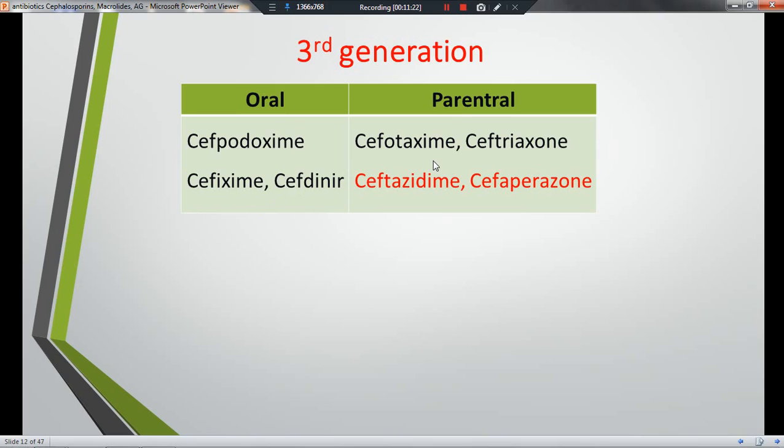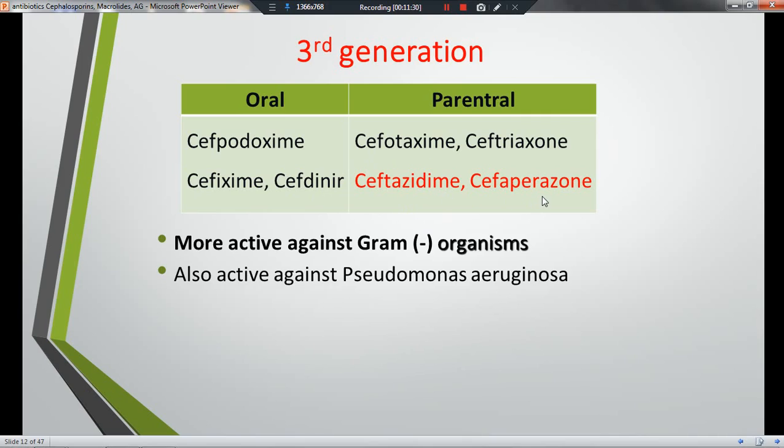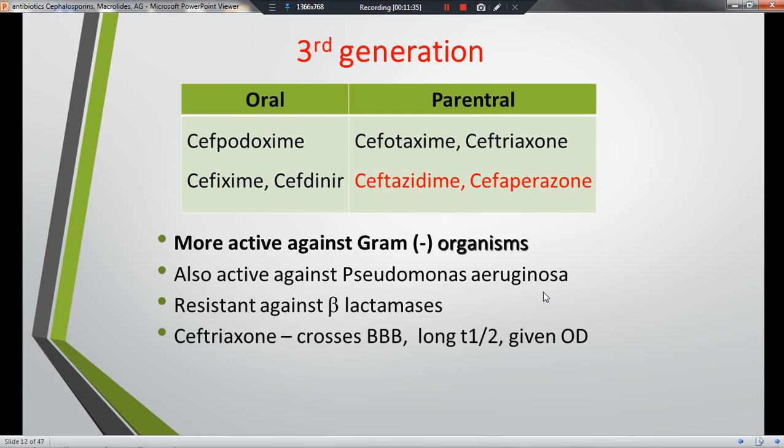Parenteral, remember cefotaxime, ceftriaxone. They are highly active against gram negative. Also ceftazidime is active against pseudomonas. They are having good resistance to beta lactamase hydrolysis. And among these agents, there is a peculiarity for ceftriaxone. All other agents are having a half-life of about 1.5 to 2 hours, whereas ceftriaxone has got a long half-life of 8 hours. So you can give it once daily or twice daily. And another advantage of ceftriaxone is it can cross the blood-brain barrier, so you can give it in meningitis.